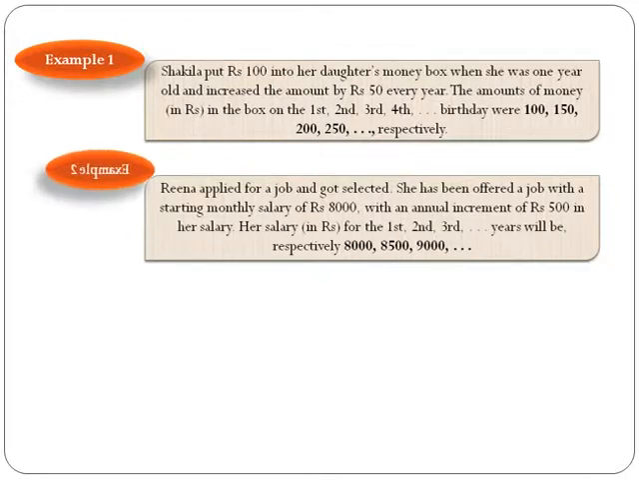Second example. Reena applied for a job and got selected. She has been offered a job with a starting monthly salary of rupees 8,000 with an annual increment of rupees 500 in her salary. Her salary for the first, second, third and so on years will be 8,000, 8,500, 9,000 and so on.